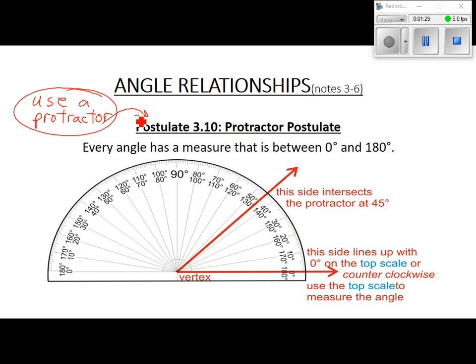What kind of angle is it? That's an acute angle. So which numbers is it going to be? The 40 and the 50. So this one would measure how much? About 45. So make sure you know if it's an acute or an obtuse angle.